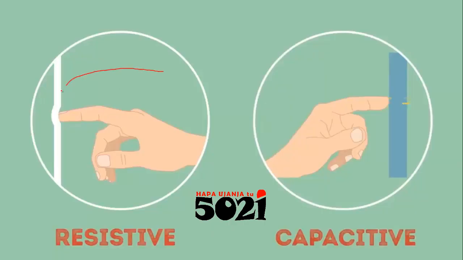Okay? I don't know if I've made sense here. Umeme unaenda unaizuia, umeme unaenda hivi na unaenda hivi. Sasa umeme kama unaenda hivi, ukigongesha hivi unagonganisha hapa hivi, na maana hii point, you've seen.